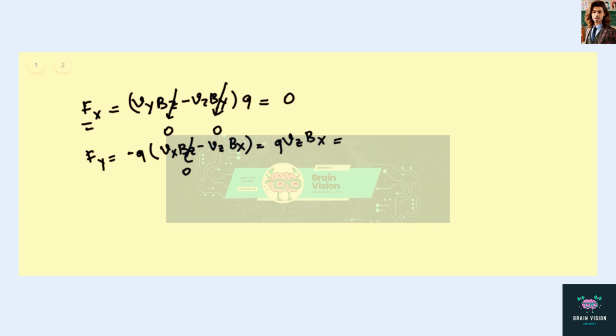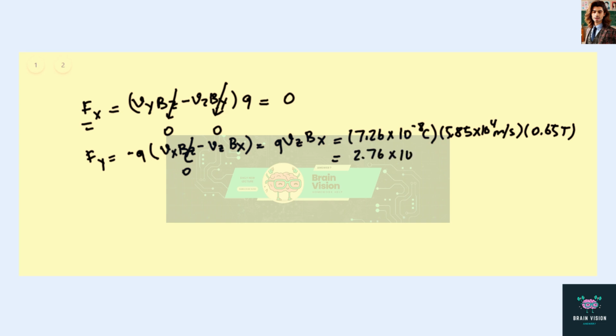If we plug in the values, 7.26 times 10 to the power negative 8 coulombs times 5.85 times 10 to the power 4 meters per second for the z component of the velocity vector, times the magnitude of the magnetic field, 0.65 Tesla. If we do the calculation, what we find is 2.76 times 10 to the power negative 3 newtons.